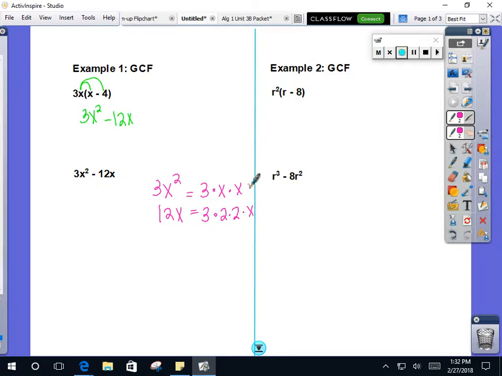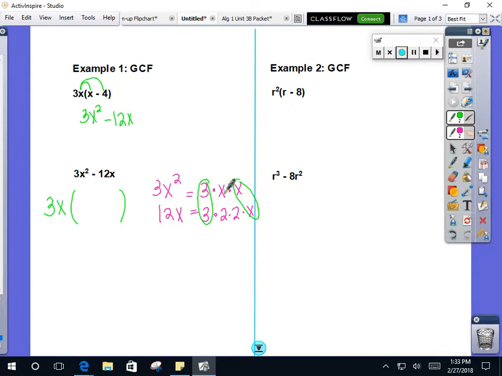Okay, so the first thing that you're going to do is you're going to take the two terms of the binomial and you're going to write out their prime factors. Marcus, pay attention. Now you're going to circle what they have in common. They both have a 3 and they both have an x. So since they both have a 3 and they both have an x, their GCF, which is greatest common factor, is 3x.